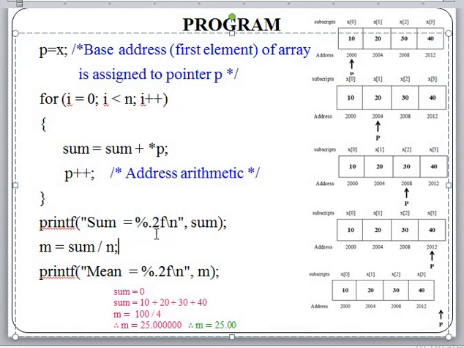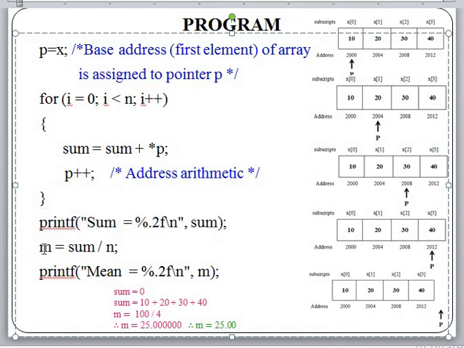Practically speaking, it is 100 followed by 6 zeros. 100, then 6 zeros will be there, in which we are going to consider just 2 digits after the decimal point. That's why .2 is there. Now 100.00 will be printed because of this printf.